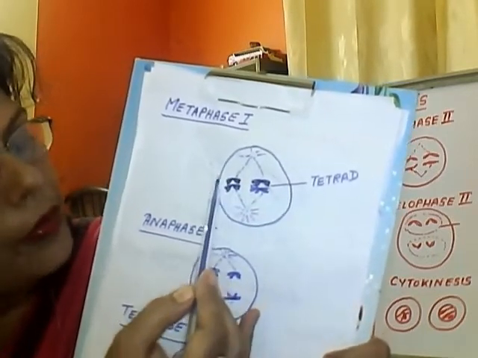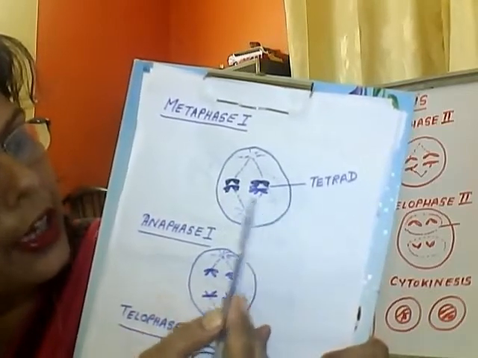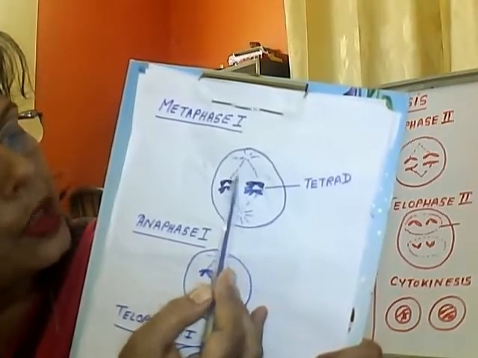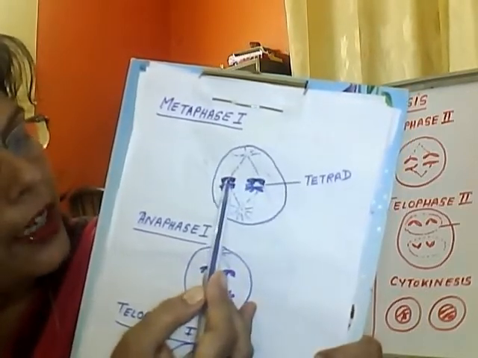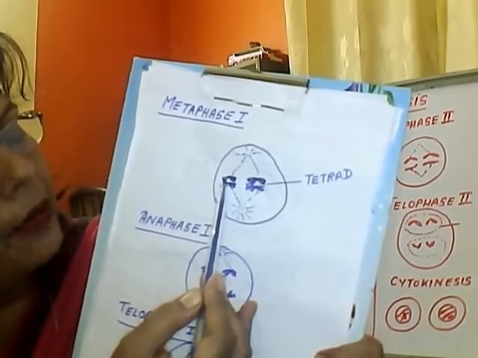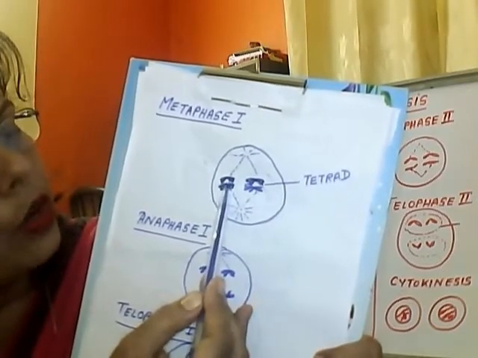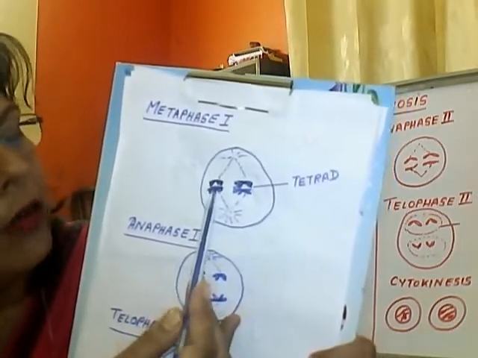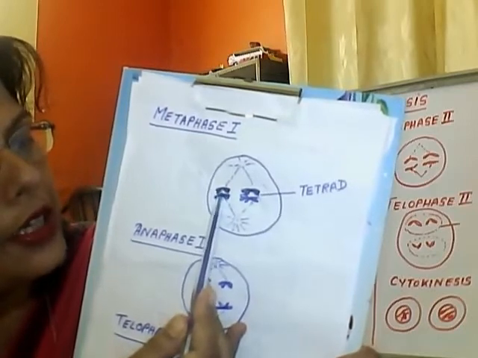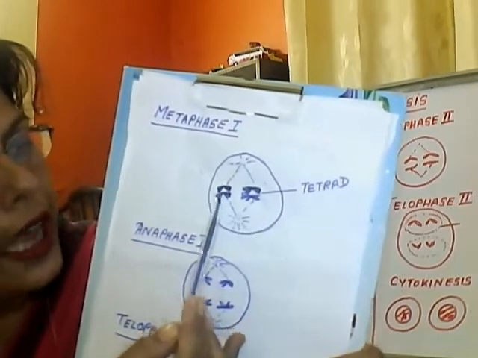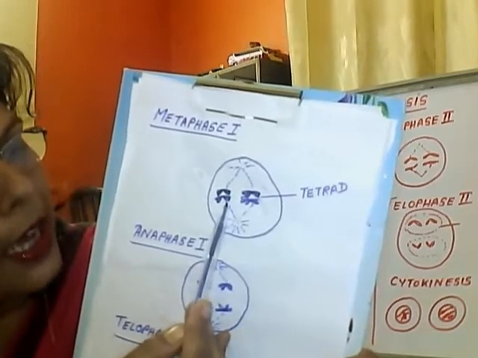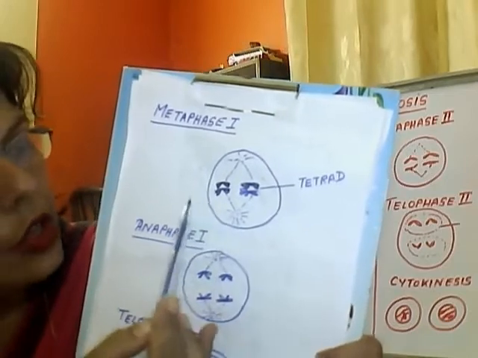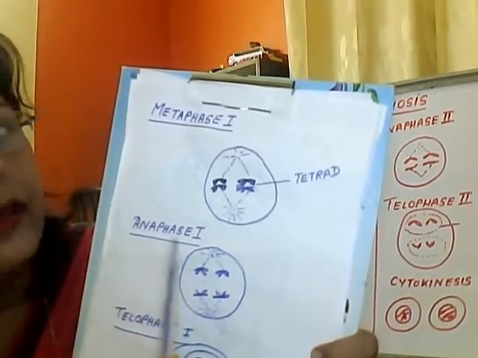So in this form the chromosomes are arranged in the equatorial region, and each of them is connected by the spindle fiber, and the spindle fibers join one particular chromosome at the kinetochore. We have already studied that kinetochore means the plate which is present just near the centromere. So each of the chromosomes is connected by the spindle fiber. This change occurs in the metaphase.